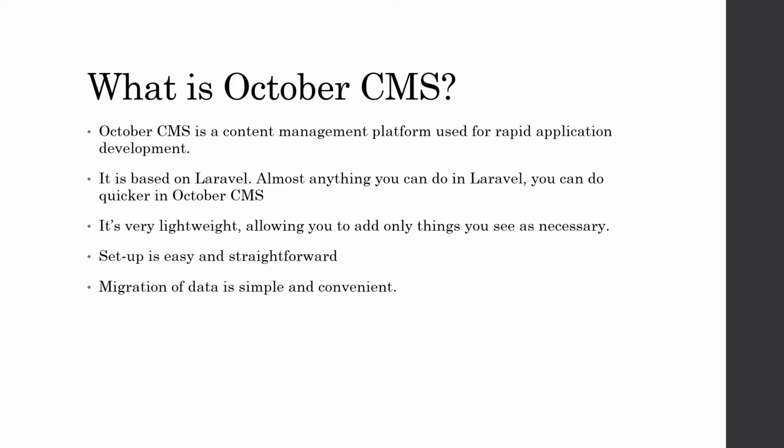It's very lightweight, allowing you to add only things you see as necessary, and this has to do with the project files. With Laravel, you're given a lot of files from the get-go because all the features are available to you from the start. With October CMS, all those features that Laravel has are not available to you from the start. You have to add them to your project. So you add the features that you see as necessary when you come across a particular point in your development process and you see that, oh, it's missing this. Let me just add this from Laravel.